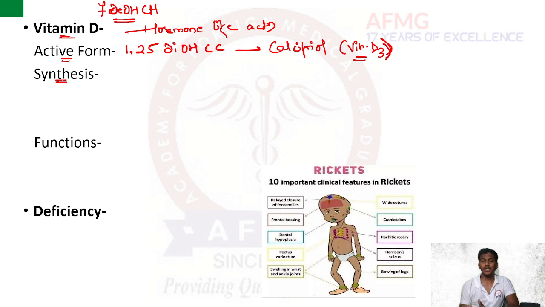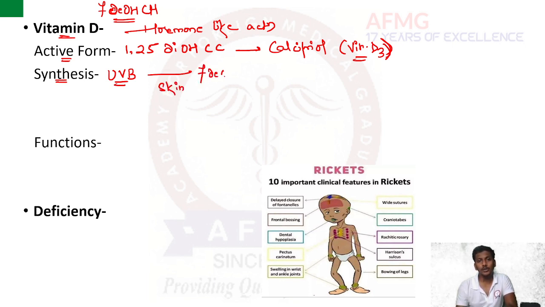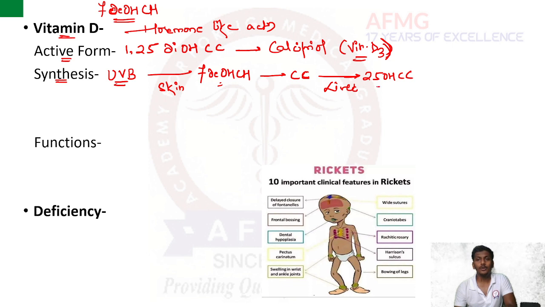Then if I talk about the synthesis of vitamin D, as we know, vitamin D can be synthesized in our body as well. Therefore, we need to look for the synthesis mechanism. First of all, whenever there is exposure to ultraviolet B rays, that is sunlight, in the skin, the precursor 7-dehydrocholesterol is converted to cholecalciferol. Then this cholecalciferol is transported to the liver. In the liver, it is converted to 25 hydroxycholecalciferol. A hydroxyl group is added at the 25th position, mediated by an enzyme known as 25 hydroxylase.